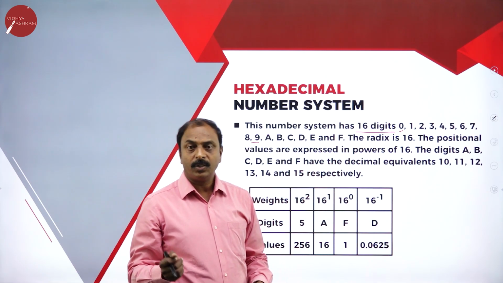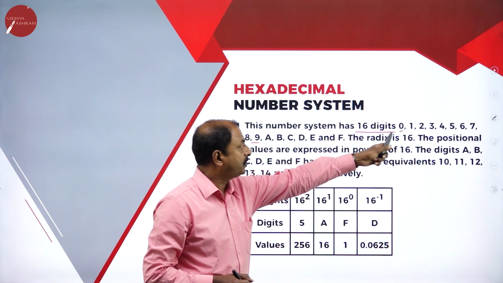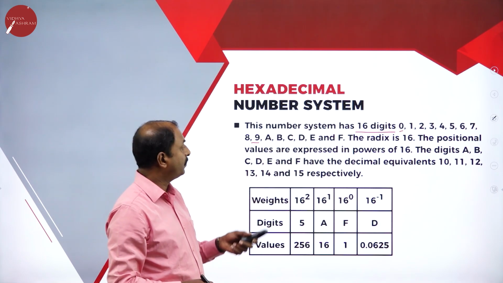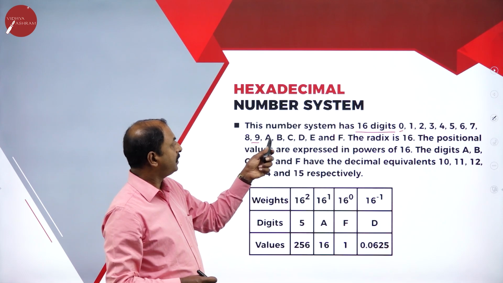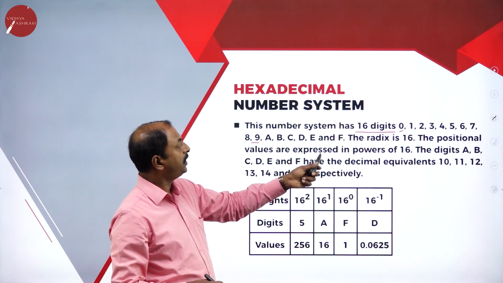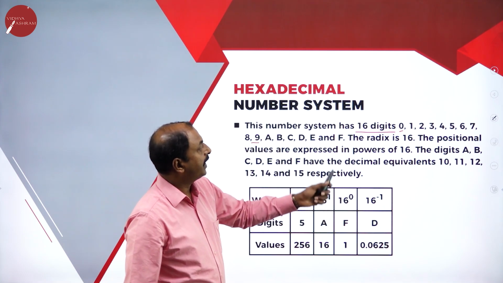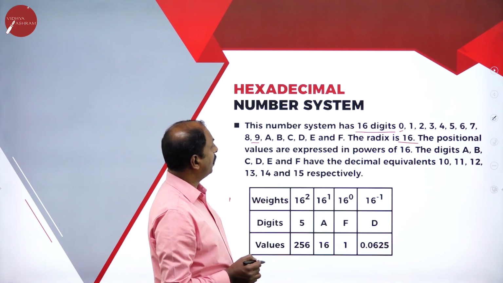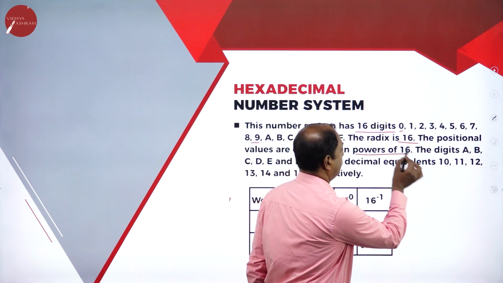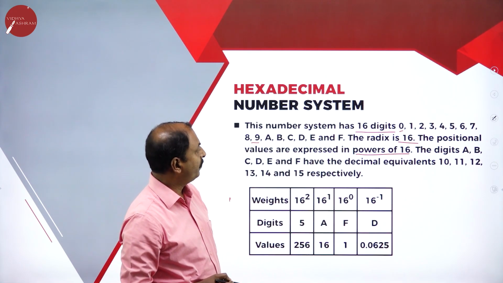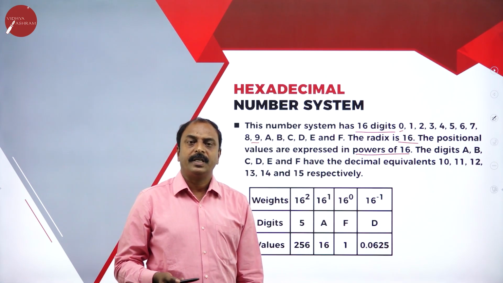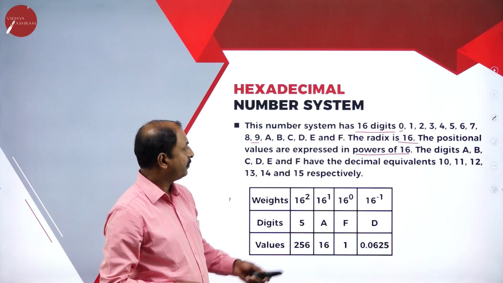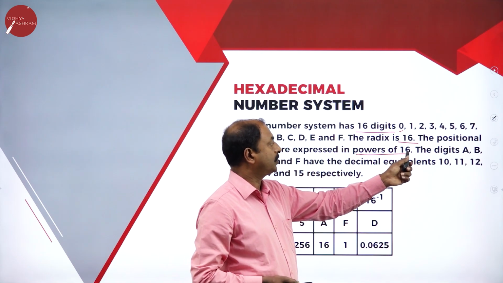So what are the 16 values? It is from 0 up to F. Here 0 to 9 we know. Then we represent 10 in hexadecimal number system with A. So A stands for 10, then 11, 12, 13, 14, 15 respectively. So the radix is 16. The positional values are expressed in powers of 16. In decimal number system, we express it in powers of 10. In binary number system, it is a power of 2. And similarly, in hexadecimal number system, we express the values in powers of 16.